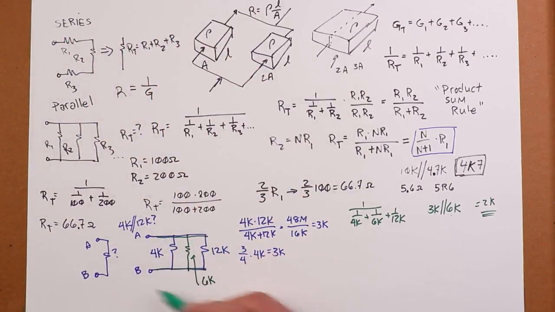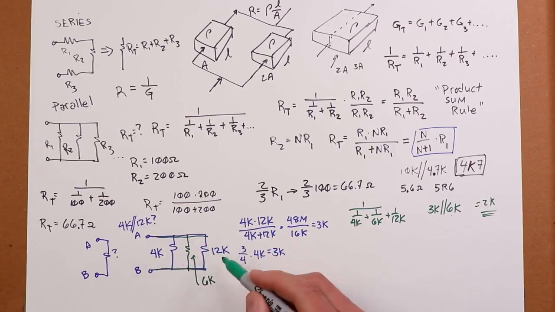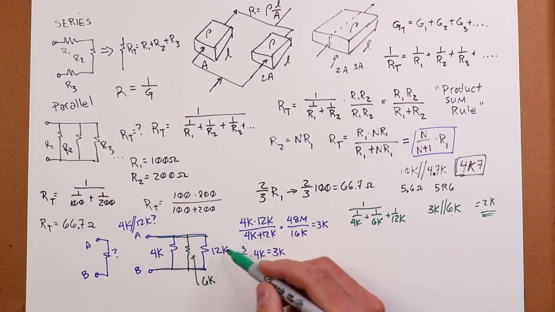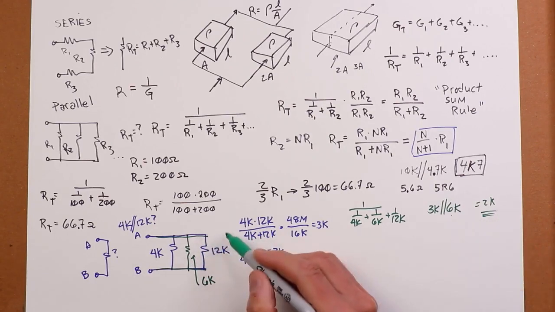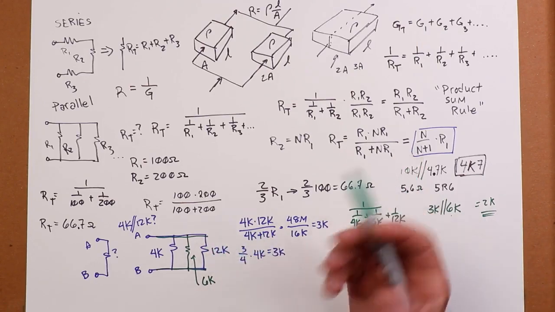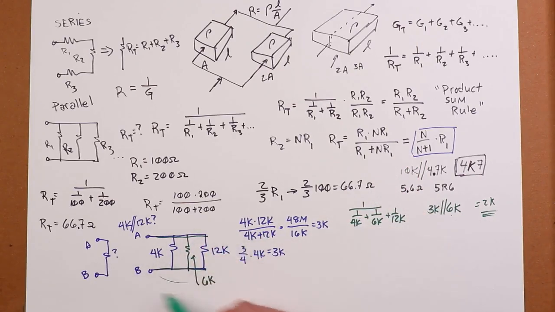The opposite happens over here. If you have a really small resistor, that's the one that dominates. So with 4K, 6K, 12K, if I put on a 2 meg, that's hardly going to make this thing budge at all. But if it was 2 ohms, it's so tiny, it's got so much conductance, that these things don't make much difference.